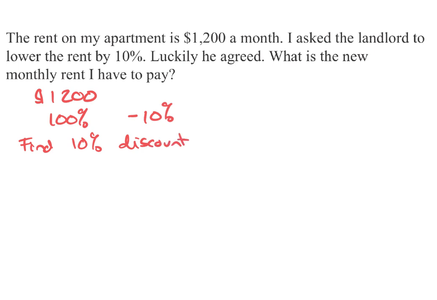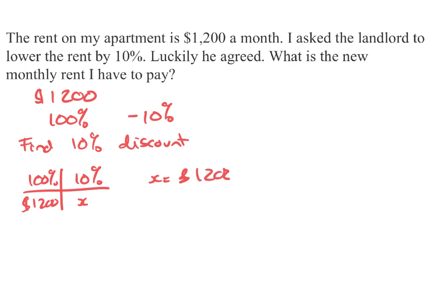So to find 10%, I still use my little grid. My 100% is 1,200. My 10%, which is my discount, I don't know, so I'm going to call it X. As you know now, X will be equal to 1,200 multiplied by 10 divided by 100. I put that into a calculator and I get the answer of 120, which is $120, my 10% discount. So that's a good, quick way of finding a percentage of an amount.